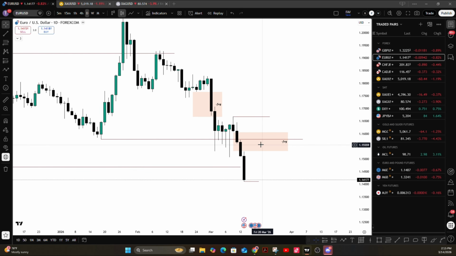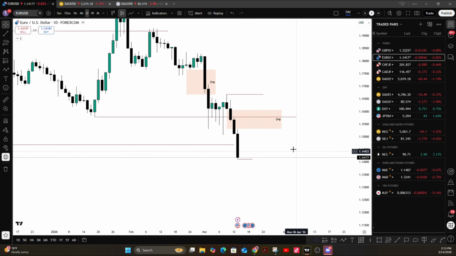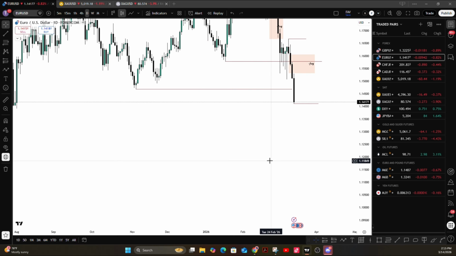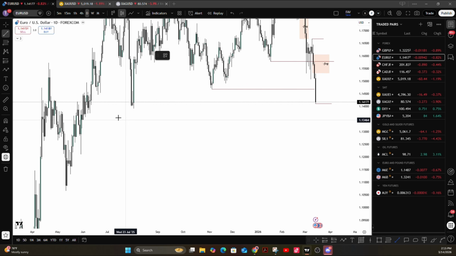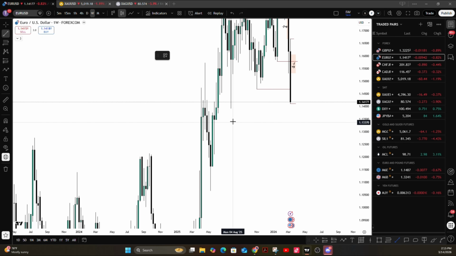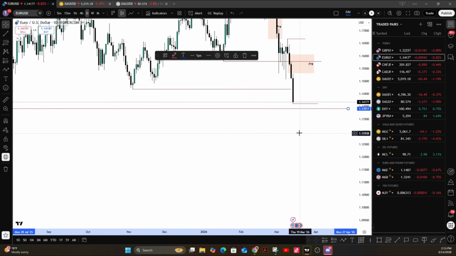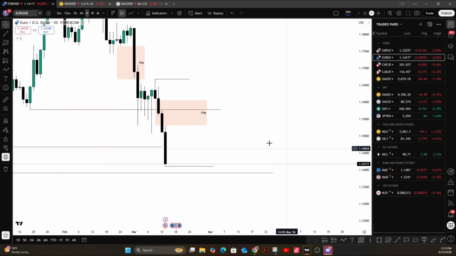But in case the market opens higher into this fair value gap over here, then I'll expect the high of the week to form inside here to continue lower, to target this low, and potentially the low of the week of 28th of July, this low. So this will be our ultimate draw on liquidity.